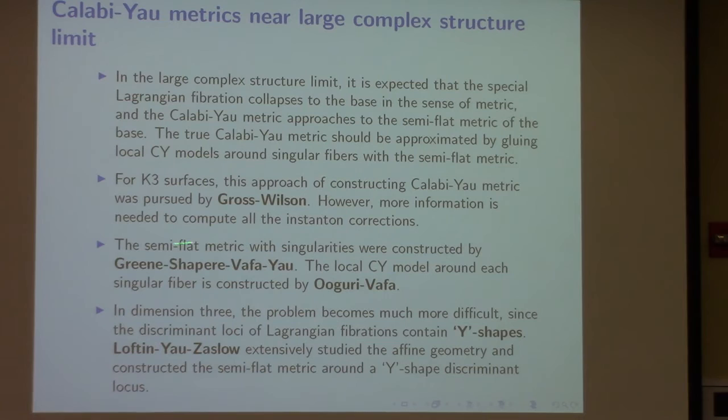In any case, the background semi-flat metric with singularity was constructed actually ten years before Gross and Wilson by Greene, Shapere, Vafa, and Yau. The local Calabi-Yau model around the singular fiber was constructed by Ooguri and Vafa. So I think it's true that this tool has to be there and you have to glue it in a nice way, but the gluing has to be done very carefully in order to exhibit the instanton corrections.